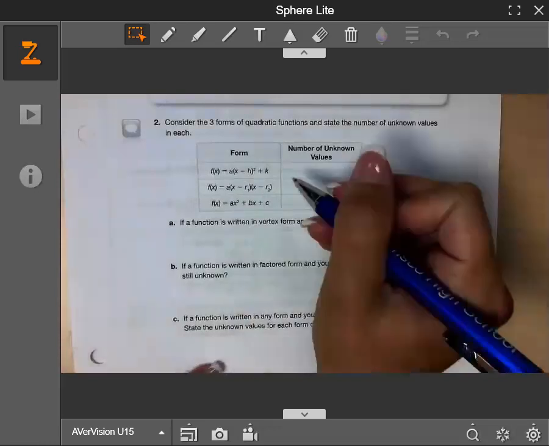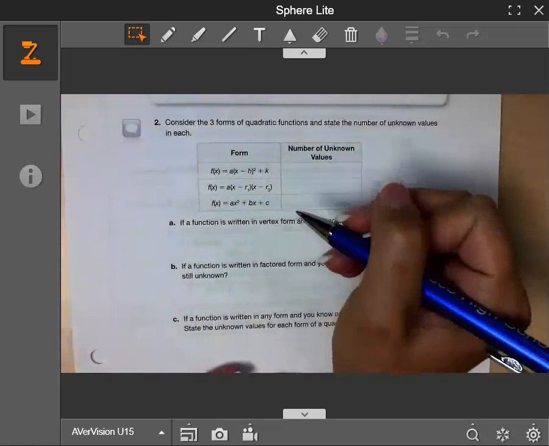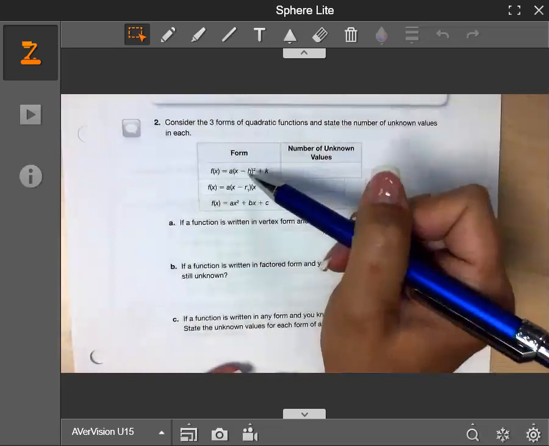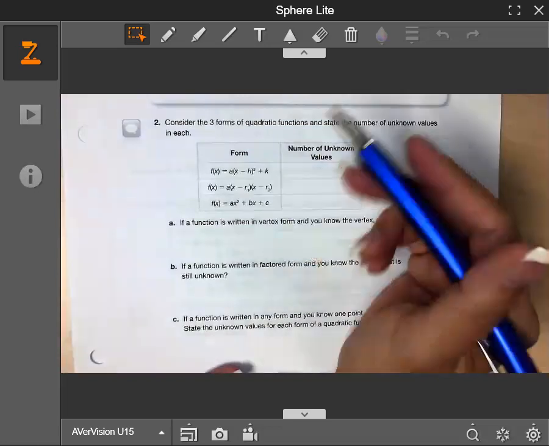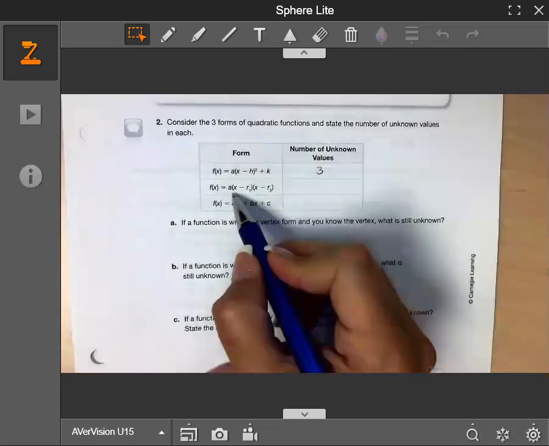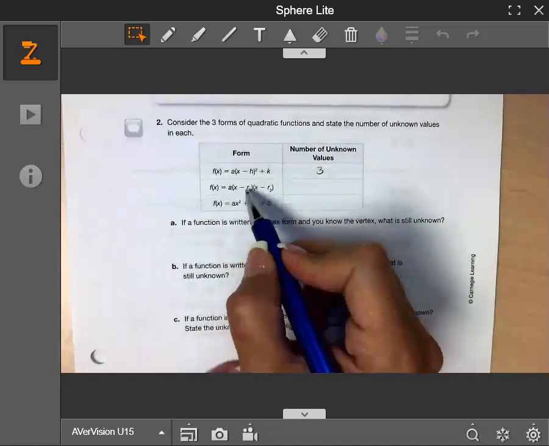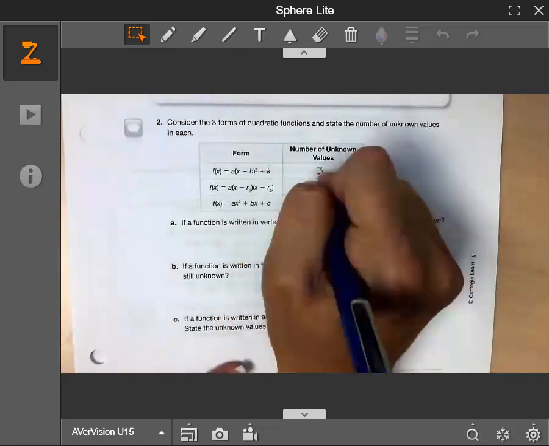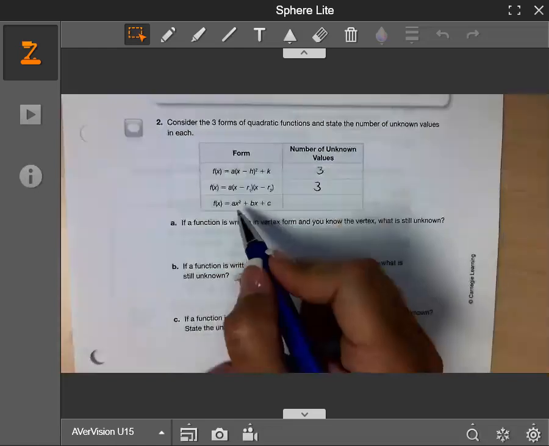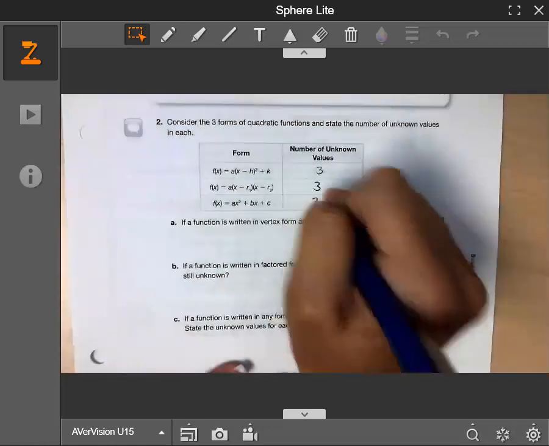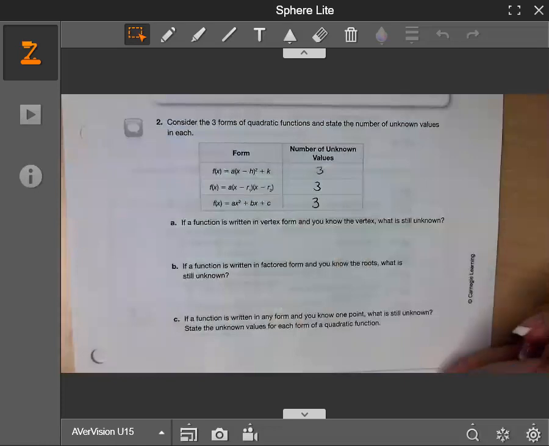With each one of these equations, we have some unknowns. So with the vertex form, we would need the vertex to write the equation, so the H and the K, and then we would also need the A value. So there are three unknowns. With the factored form, we again have that A value we need, and then we need our first root and our second root. So there's also three unknowns. And with the standard form, we are missing the A, the B, and the C, which is the y-intercept. In this case, three unknowns again. In order to write the equation of a quadratic, you need those three unknowns.